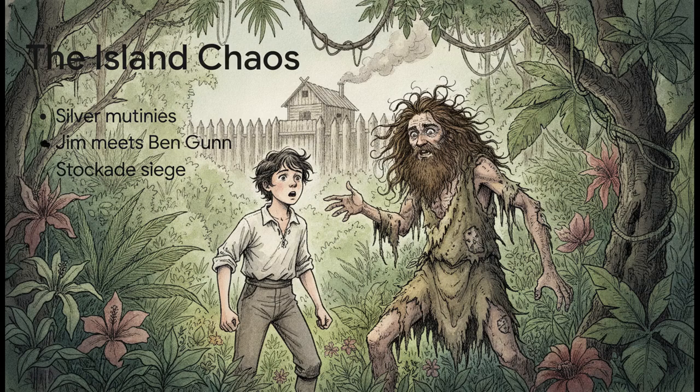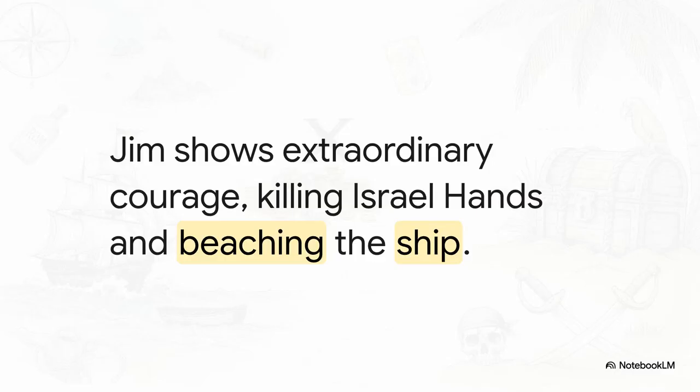Meanwhile, the loyal officers retreat to this old wooden stockade on the island, and a really brutal, deadly siege begins. Throughout all this insane violence, Jim shows some seriously extraordinary bravery. He proves this is truly his coming-of-age moment. He actually sneaks away from the fort, boards the pirate-controlled ship all by himself, and gets into this vicious do-or-die fight with a pirate named Israel Hands. Jim somehow survives, manages to cut the anchor rope, and beaches the ship in a hidden cove, triumphantly denying the mutineers their only way off the island.